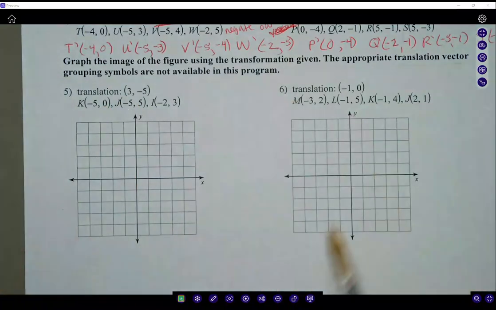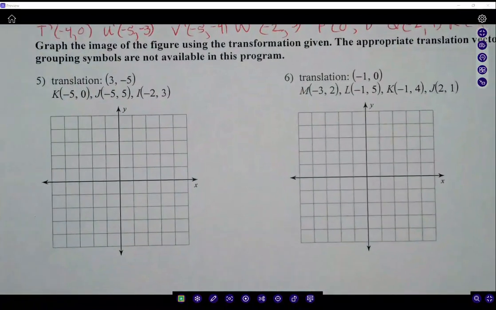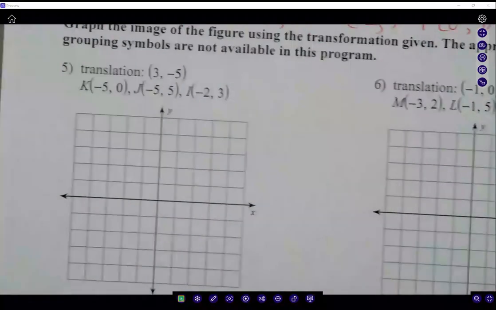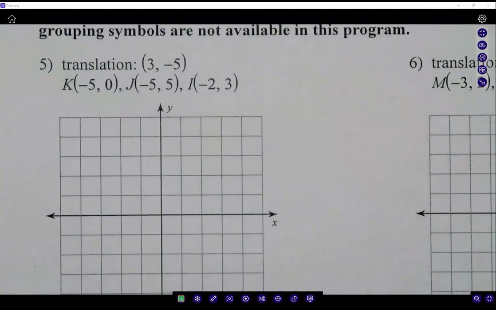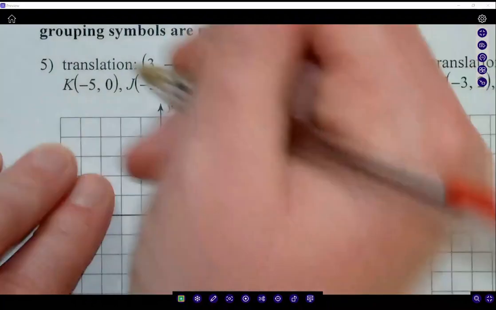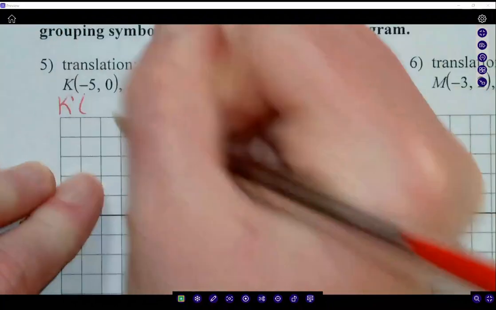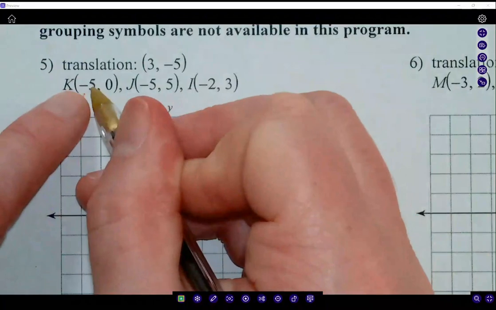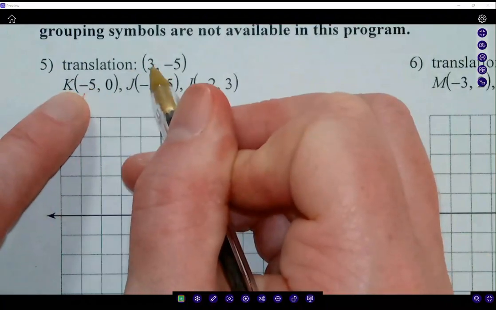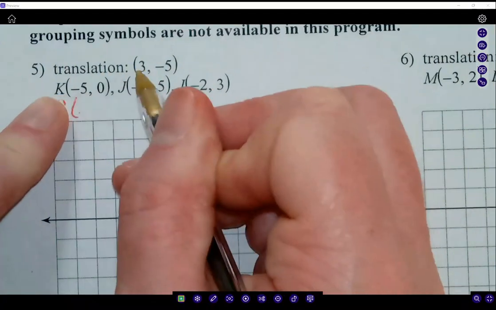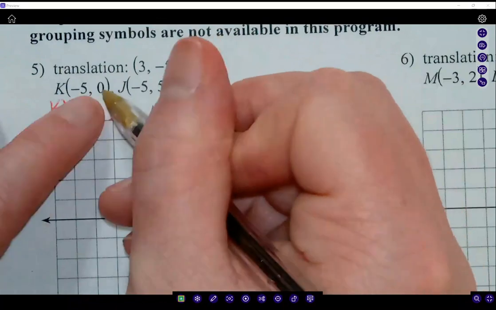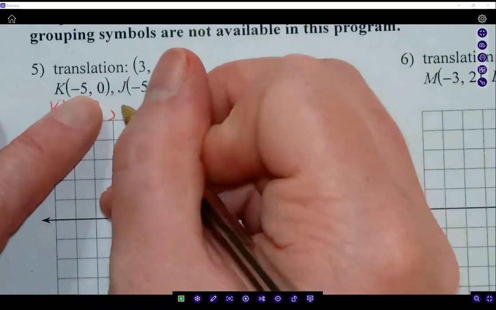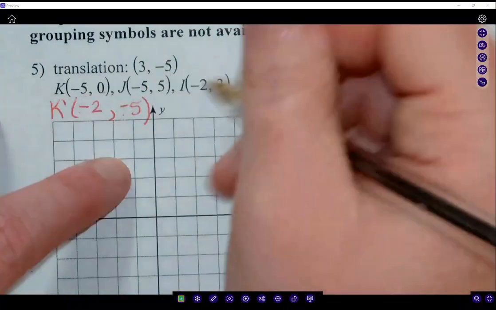But to do this algebraically, we're simply going to add those corresponding components. Notice it does not tell us to graph the pre-image, so we're not having to graph those original points. It's asking us to graph the image. So k prime's x value is going to be k's x value plus the translation vector's x value. So we're going to have negative 5 plus 3, which is negative 2. For the y coordinate, we're going to have 0 plus negative 5, which is negative 5.